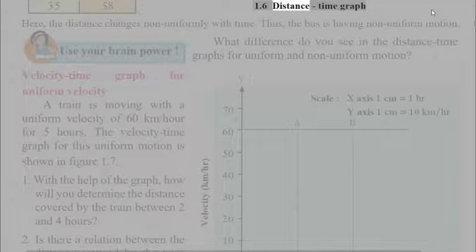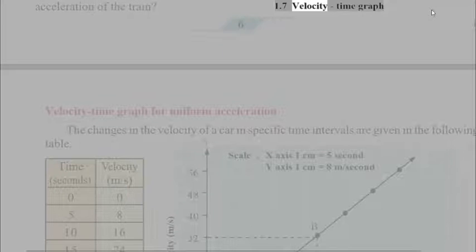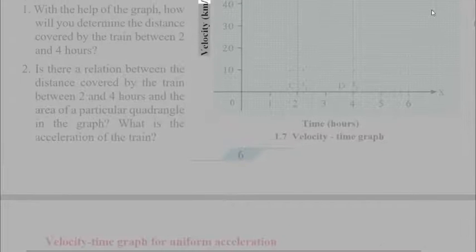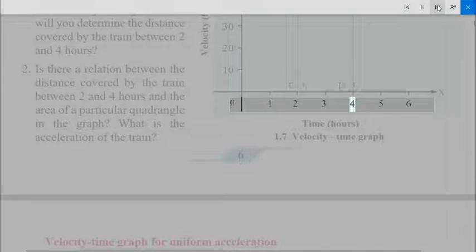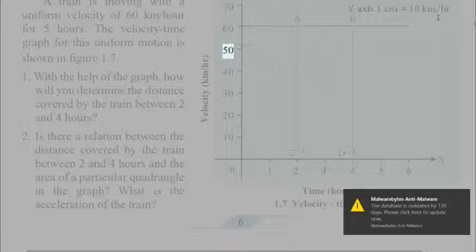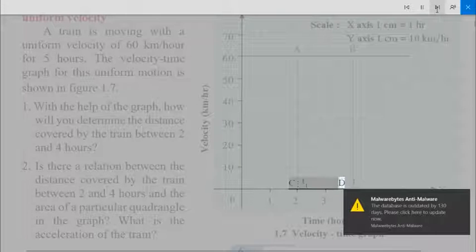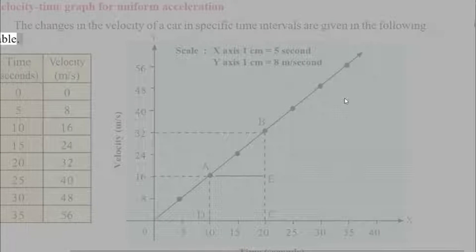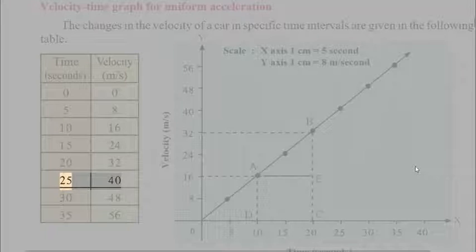1.6 Distance-time graph. 1.7 Velocity-time graph. Velocity in km/hr: 50, 40, 30, 20, 10; time: 0, 1, 2, 3, 4, 5. Table: time in seconds and velocity in m/s: 0, 0; 5, 8; 10, 16; 15, 24; 20, 32; 25, 40; 30, 48; 35, 56.